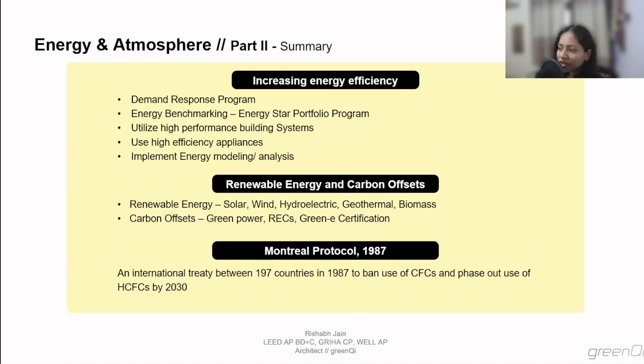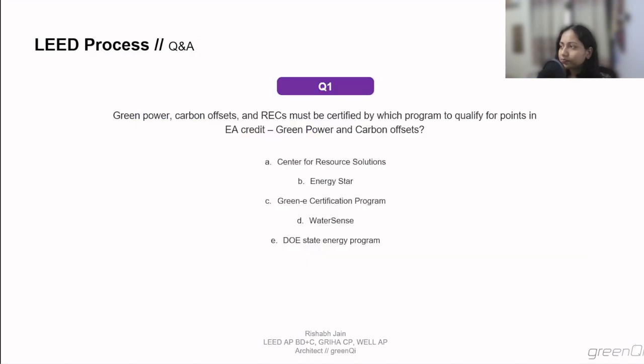One important thing is the Montreal Protocol of 1987. We already discussed that this was important in terms of banning the CFCs and then phasing out the HCFCs. This is an important treaty that was signed by 197 countries. This is to remember in terms of your exam. So let's move to the Q&A part of the video.